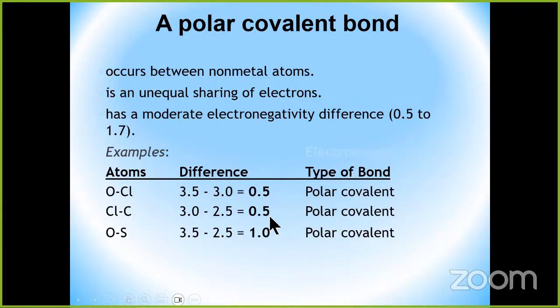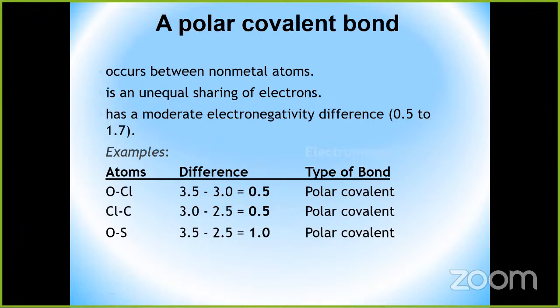And some examples are shown here. The oxygen to chlorine, that's a 0.5 difference. The chlorine to carbon, that's a 0.5 difference. And the oxygen to sulfur, that's a 1.0 difference. These all fall within the range, and therefore, these are all considered to be polar covalent.